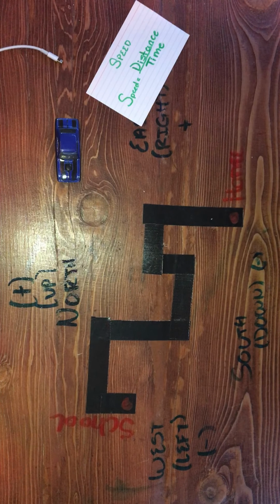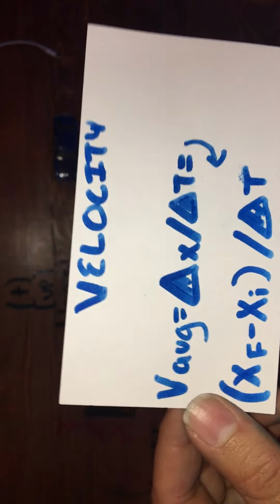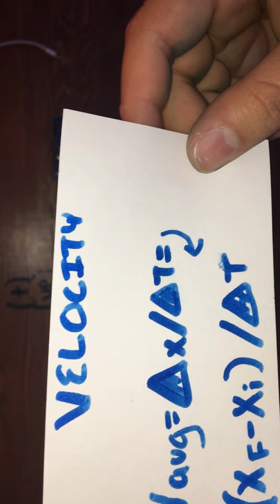Velocity is equal to delta x divided by delta t. What we should say is change in position divided by change in time. And the way you calculate that is position final minus position initial, divided by delta t, change in time.